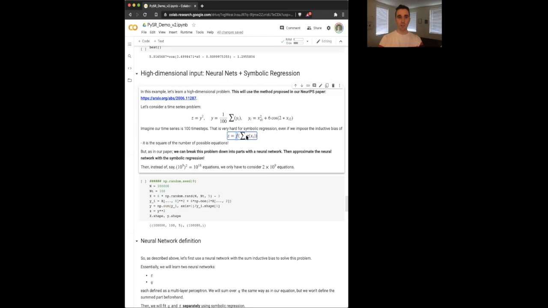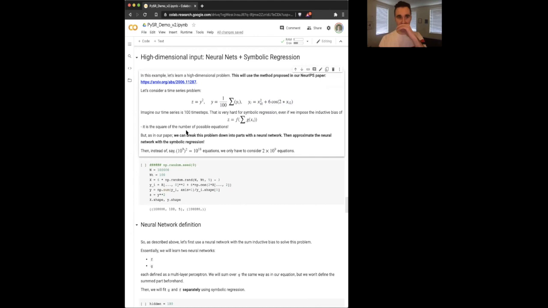This is the time series problem, the true equation. We have yi is the summary statistic for any given time. It's x0 squared plus 6 cosine 2 times x2. We sum this over the time series, and then we square it at the output. That is how z is defined with respect to this time series. And there's 100 time steps. If we wanted to fit an equation for g, the thing we're summing, and an equation for f, the thing that takes the sum and manipulates it, we'd have to search the square of the number of equations, 10 to the 18 equations.